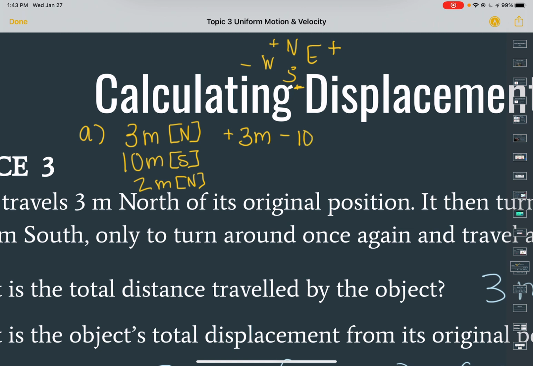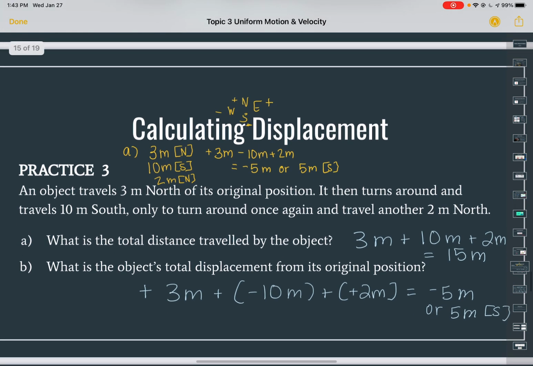I'm going to write negative 10 meters. And then 2 meters north is a positive. So if I take those and add them together, 3 meters plus 2 meters is 5 meters, minus 10. Our answer is going to be negative 5 meters. Or if we want to change that back, it's going to be 5 meters south. All right, so that is how you calculate that.